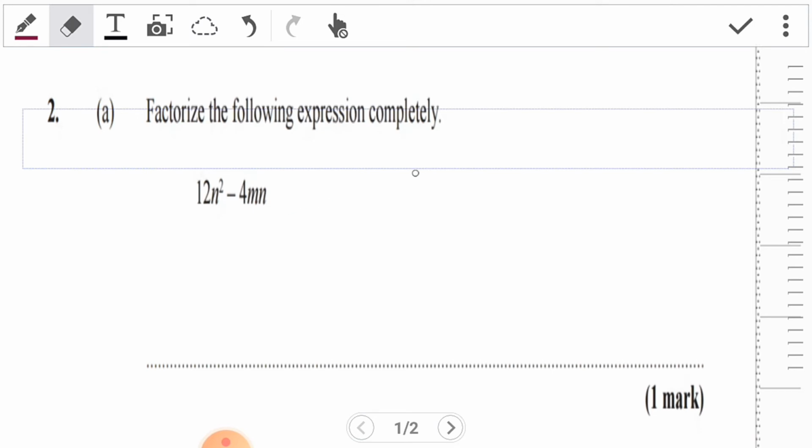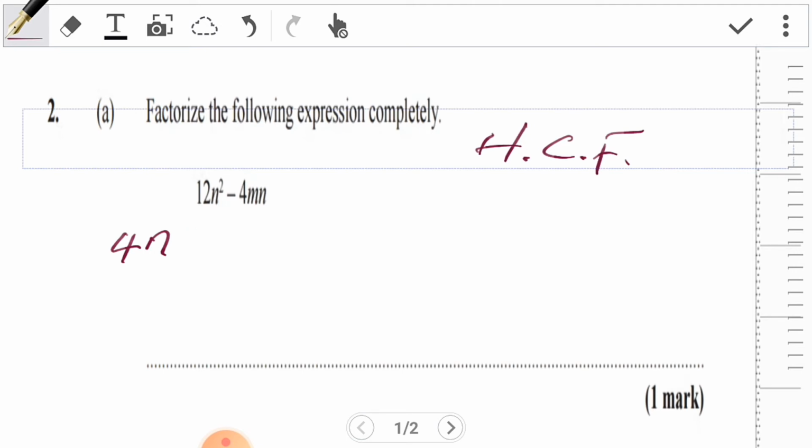The highest common factor here, which we refer to as the HCF, that we're factoring using is 4n. All right, as you could see, the 4 could go into the 12, it could go into the 4, and the n is a factor of n squared as well as n.